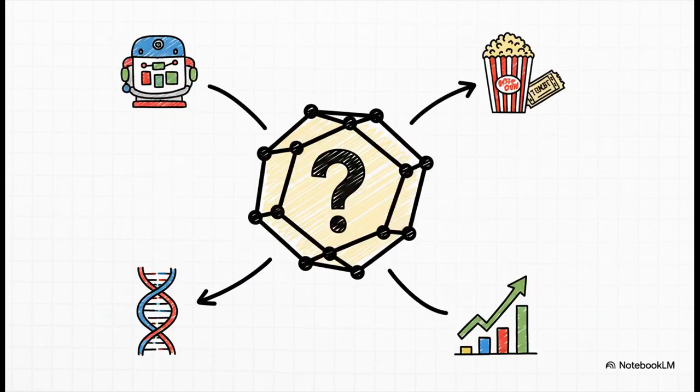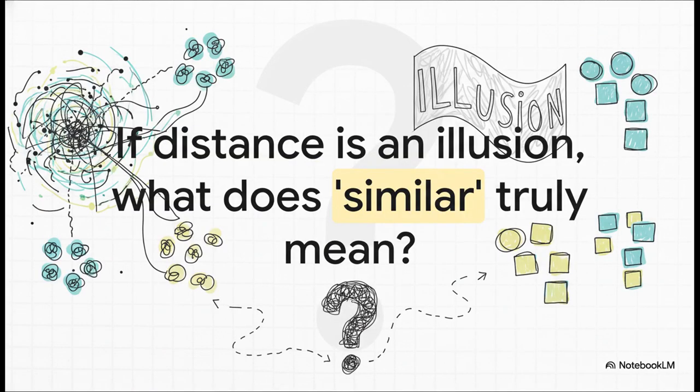And look, this isn't just some quirky math problem. This is a fundamental challenge in modern AI and data science. It affects everything, from the movies you get recommended, to how scientists analyze genetic data for medical research, all the way to how financial systems try to model risk. Which leaves us with one final, fascinating, and kind of mind-bending question to chew on. If our basic intuitive understanding of distance turns out to be an illusion when data gets really complex, then what does it truly mean for any 2 things to be similar at all? That's a question data scientists are still wrestling with every single day.